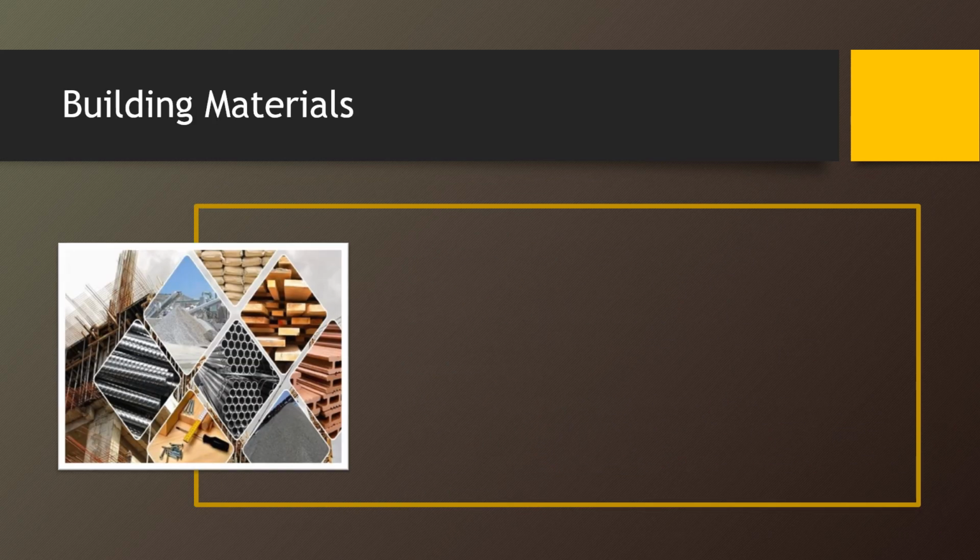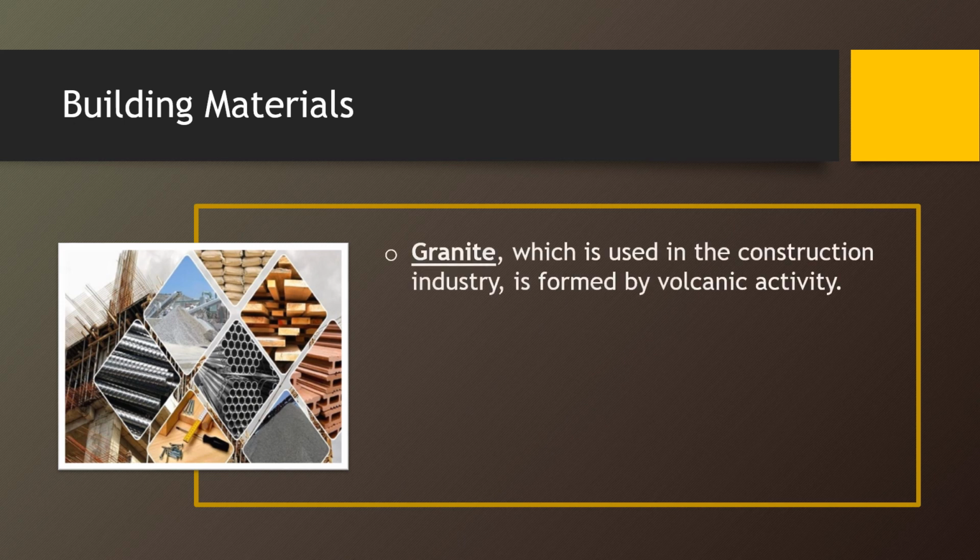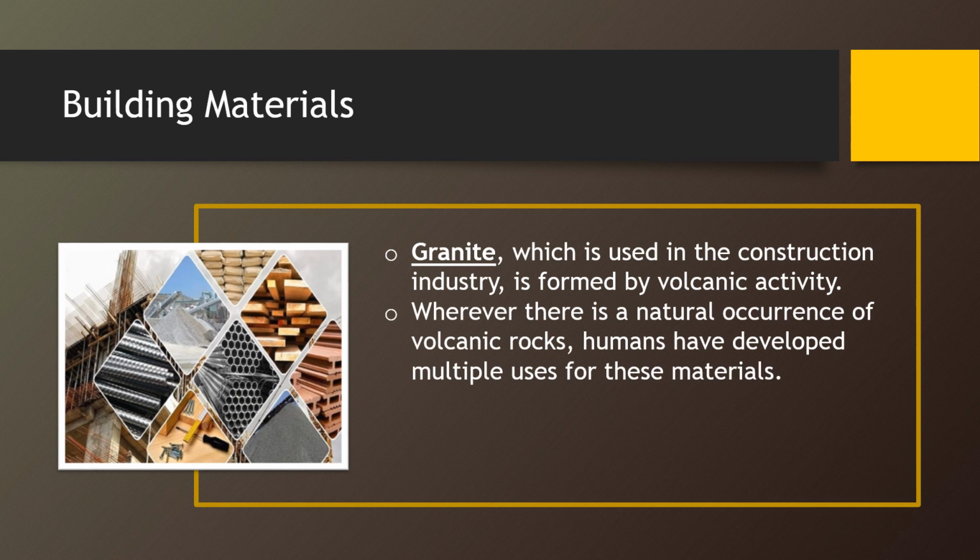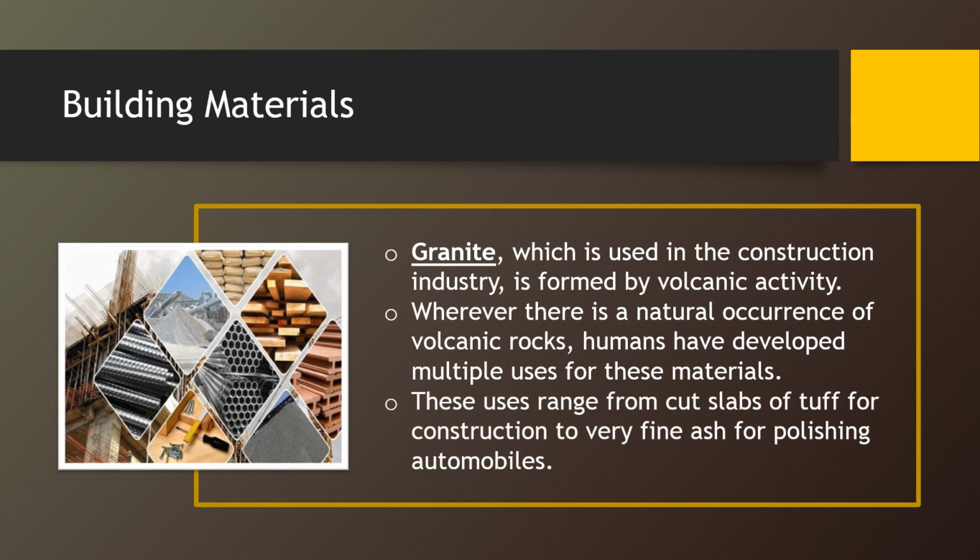So the last advantages would be the building materials. The granite, which is used in the construction industry, is formed by volcanic activity. So granite is an example of an igneous rock. So the igneous rocks are the rocks that are formed through the volcanic eruption. Wherever there is a natural occurrence of volcanic rocks, humans have developed multiple uses for these materials. So these uses range from cut slabs of tuff for construction to very fine ash for polishing automobiles.